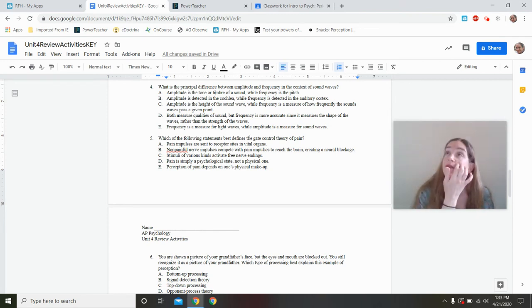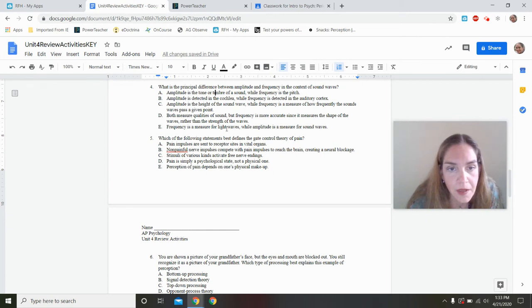Okay. As far as light goes, it has a similar kind of relationship. The amplitude of a light wave is its brightness, how bright something is. The frequency or wavelength of a light wave translates into its color or hue.